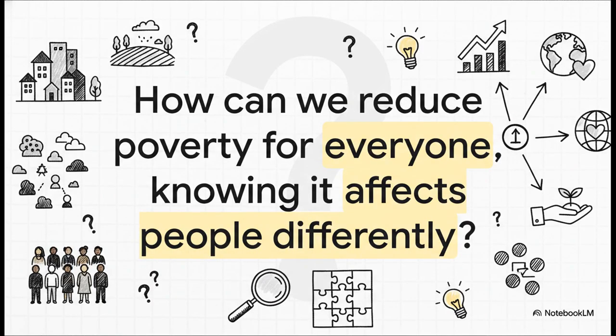And I'd like to end with a question for you to think about. Knowing that poverty affects different regions and different groups of people so differently, what do you think is the best way forward? What kind of solutions do we need to reduce poverty for everyone? Keep that question in mind.